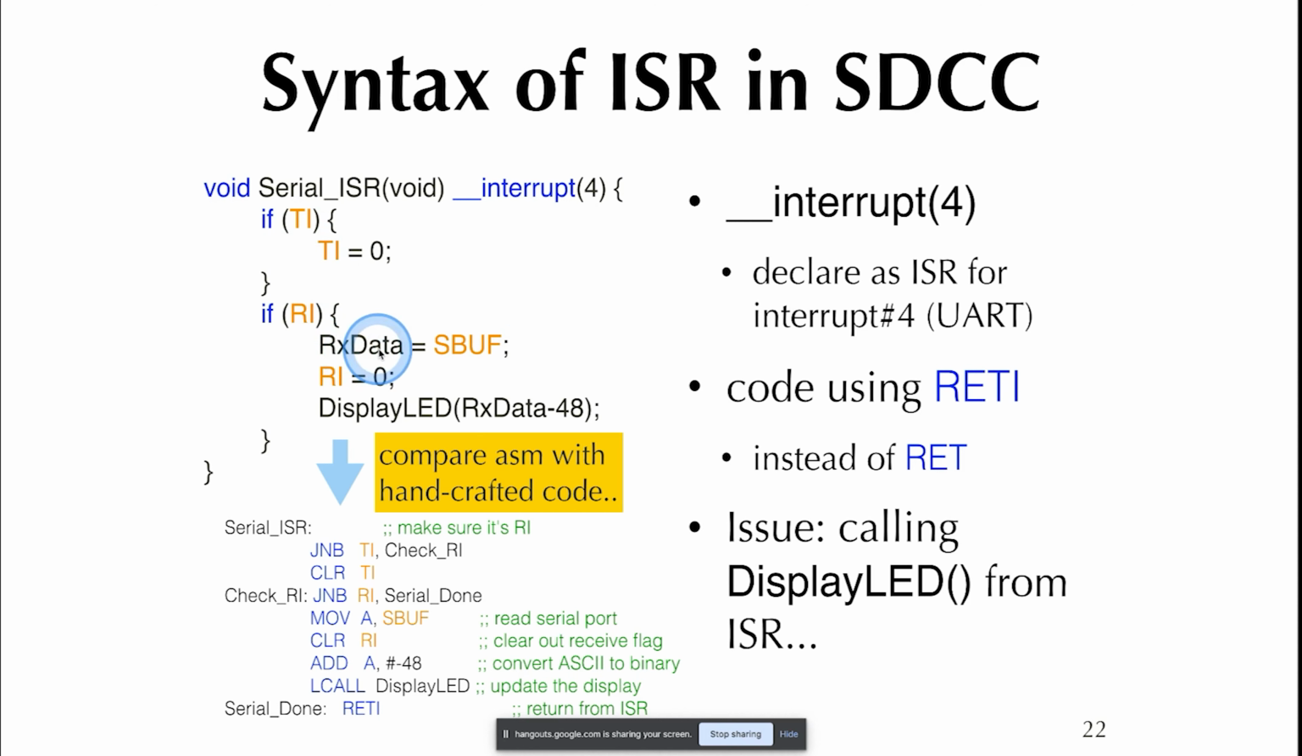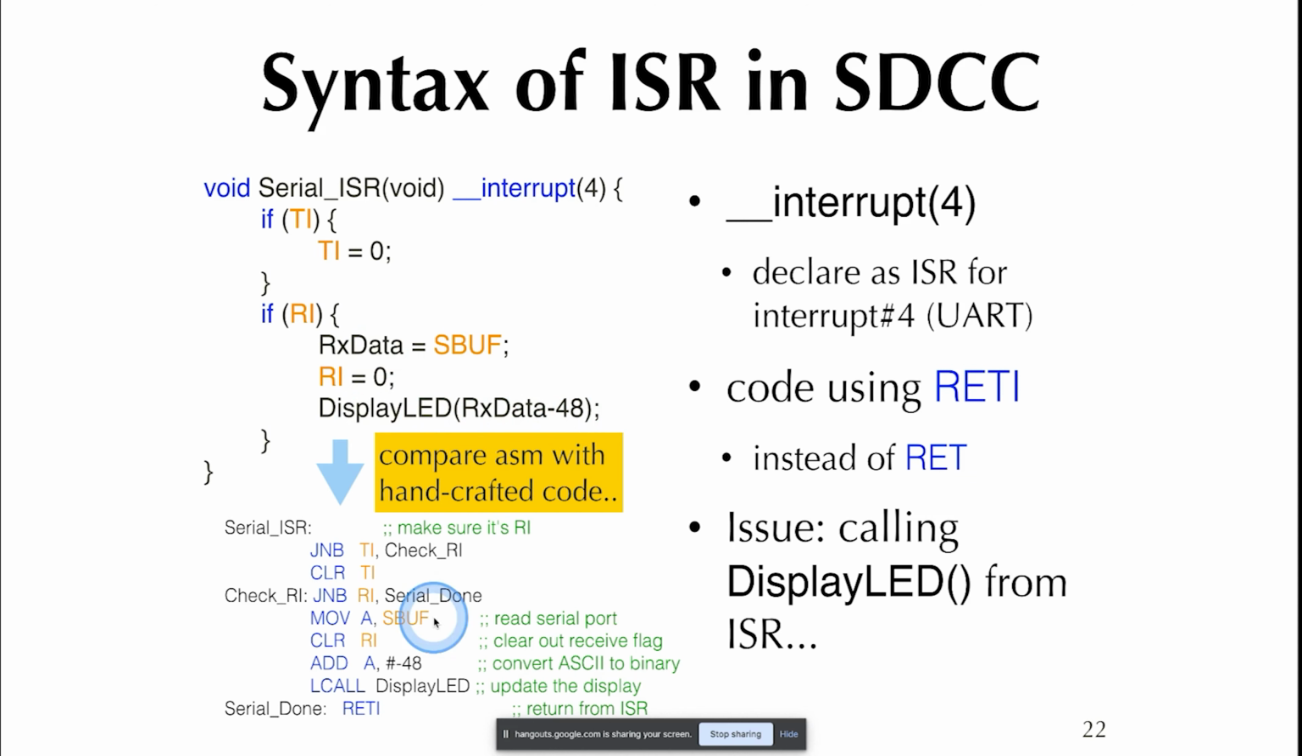Presumably this is a global variable. And then you clear RI, and then display LED gets whatever value you read minus 48. Okay. Now you can say, let me just stick SBUF in here instead of Rx data minus 48. Is that going to work? Most likely, you can just try it.